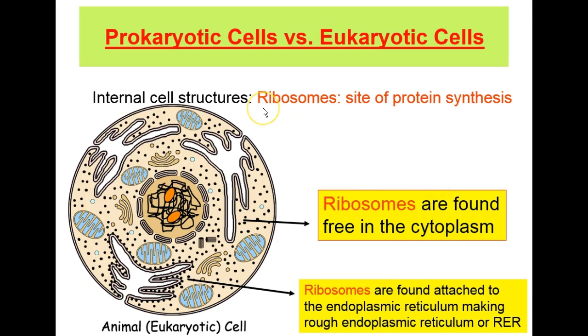Let's now look at the site of protein synthesis, the ribosomes. In eukaryotic cells, ribosomes are found in two places, free in the cytoplasm or attached to the endoplasmic reticulum. This endoplasmic reticulum is now called rough ER or RER.